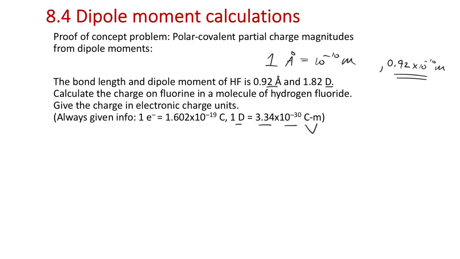If we want to calculate the charge on fluorine, we also have to quantify it in electron charge units. The charge of an electron is 1.6 times 10 to the minus 19 coulombs. So if we did this problem for LiF, presumably the charge on F should come out to be minus 1.6 times 10 to the minus 19 coulombs, because that's the charge of one electron.